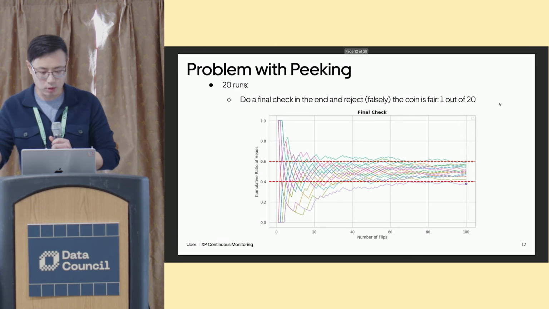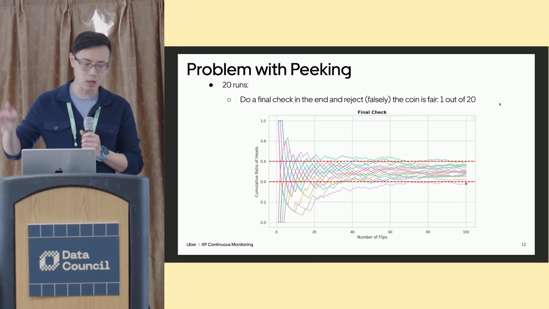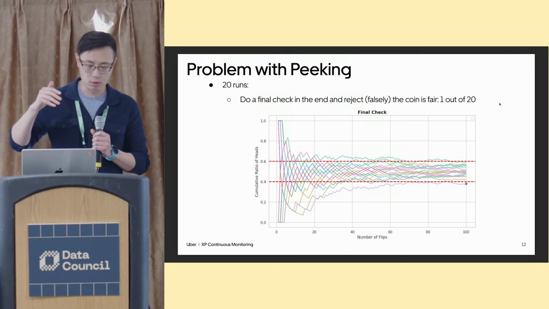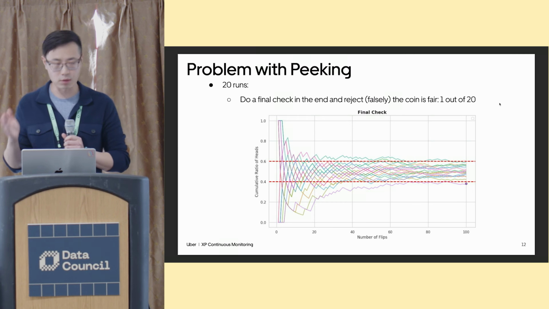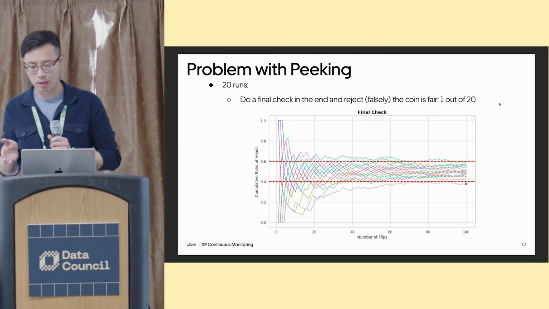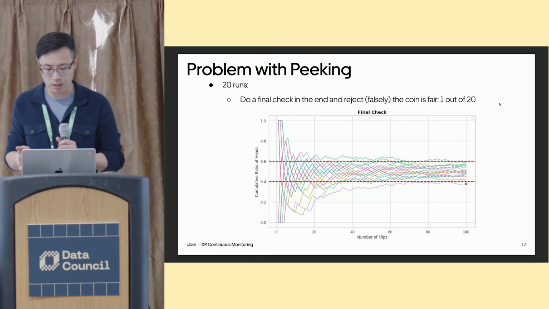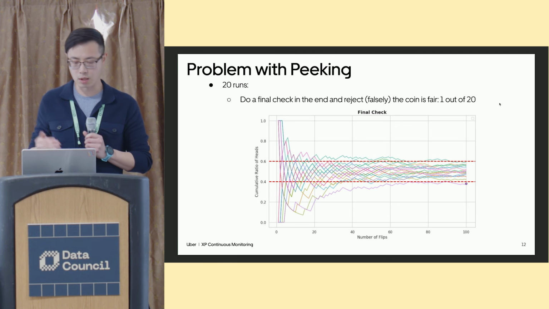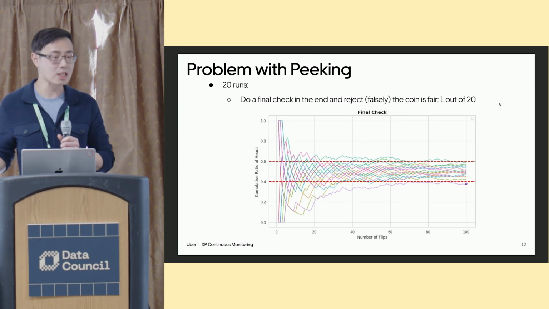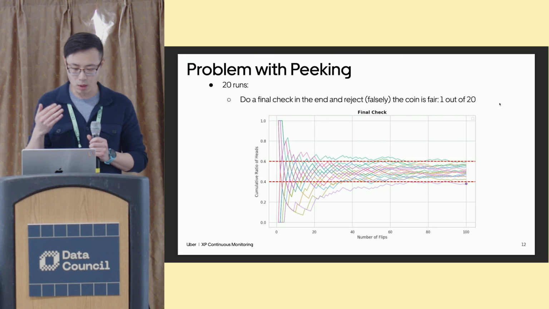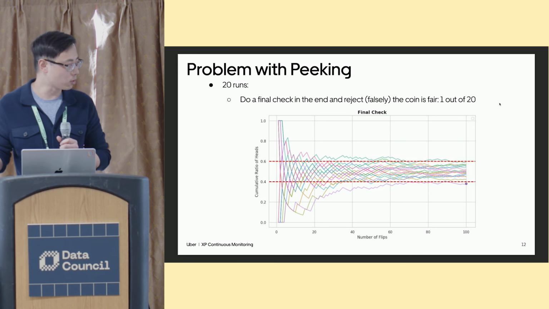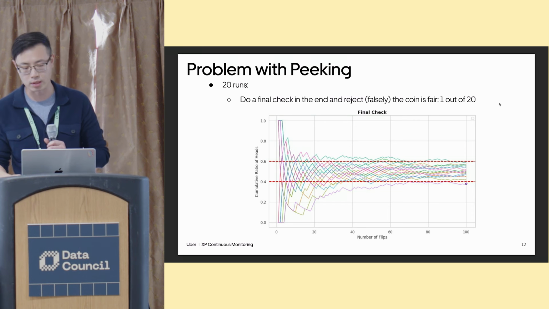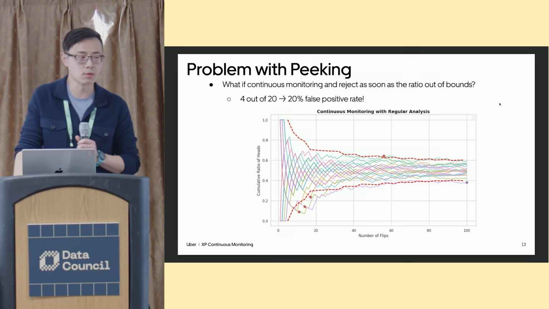In this binomial test scenario, it's very easy for us to come up with boundaries around 0.5, and we should expect the final fraction to fall into this bound with very high probability if the coin is really fair. So I'm showing you 20 runs in my simulation. As we expect, in most cases we make the right decisions. We correctly label the coin to be fair and only incorrectly label the coin to be unfair 1 out of 20 times. But what if we do continuous monitoring?